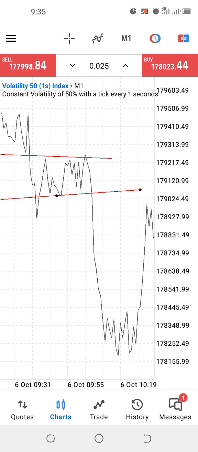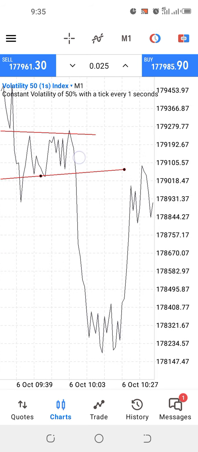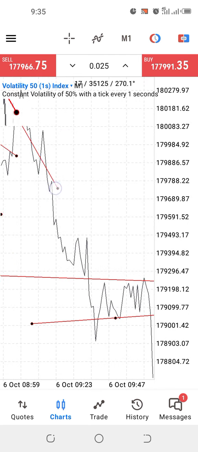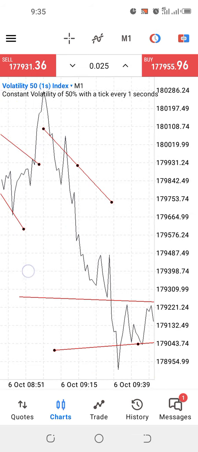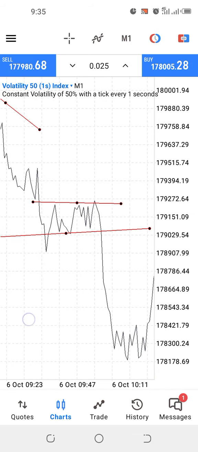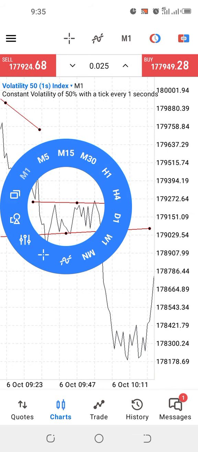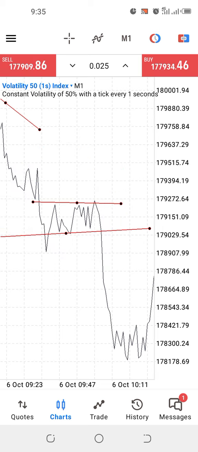And resistance becomes stronger after price fails to break through several times. The moment a support line or resistance line is tested several times, it becomes stronger. You can see this line, for example, has the first support, the first resistance point, the second resistance point, and the third resistance point.